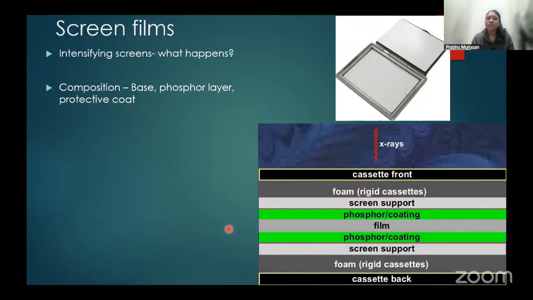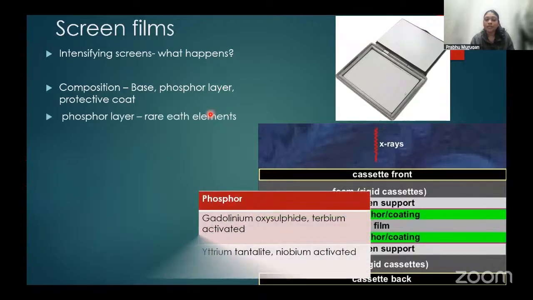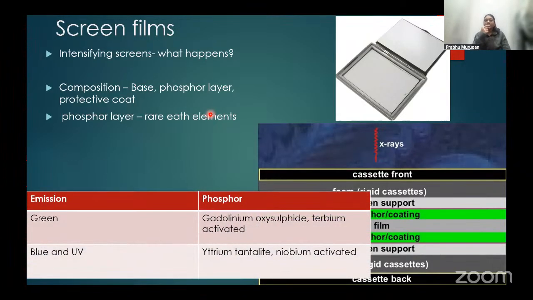When you look at the composition of your screen films, it consists of a base, a phosphor layer, and a protective coat. The phosphor layer is made up of certain rare earth elements. The reason why the color is important is that some screens are sensitive to a particular light. Some screens will be sensitive to green light, some screens will be sensitive to blue light.